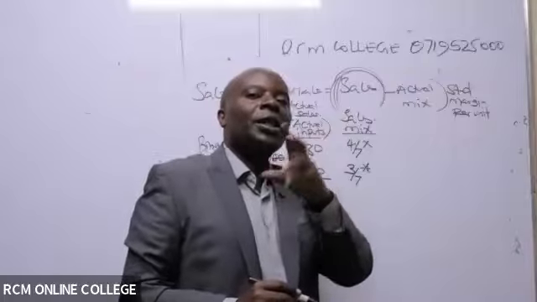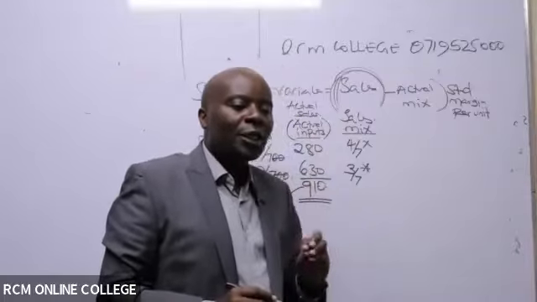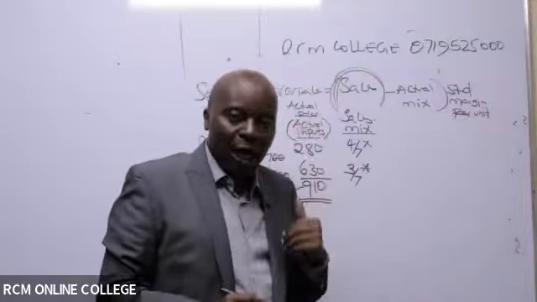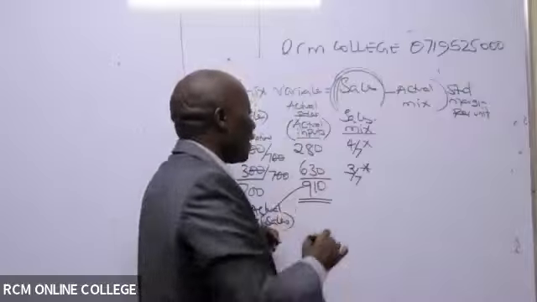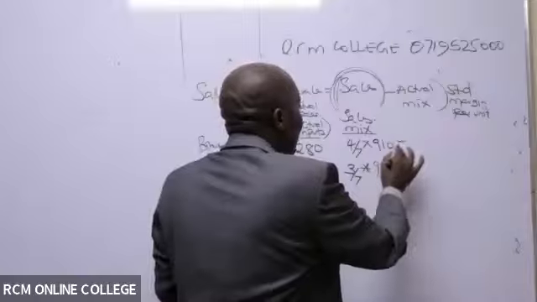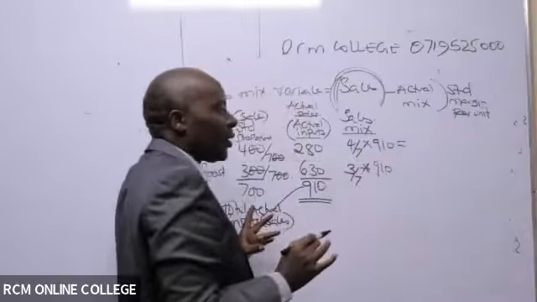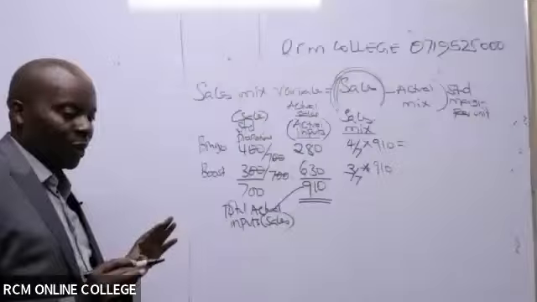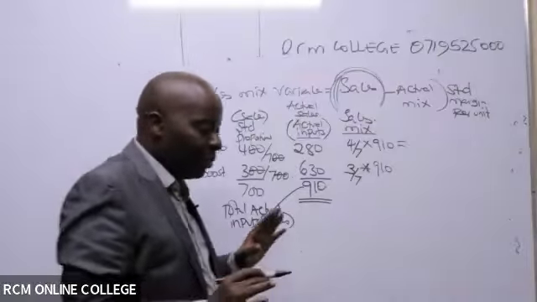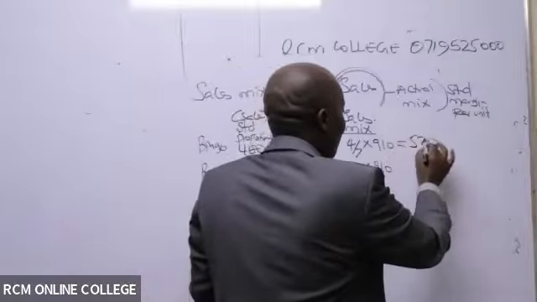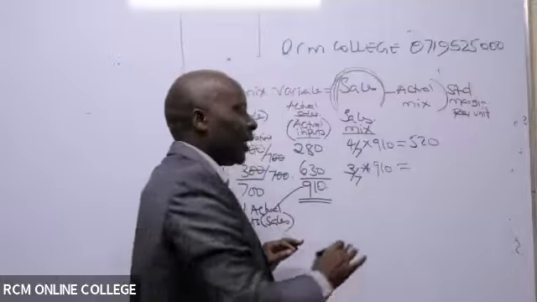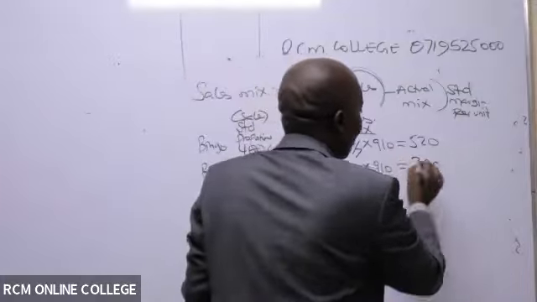That "of" in English stands for multiplication. It is sales mix of the total actual sales. So it is 4/7 times 910, and 3/7 times 910. These are now the revised standard quantities. Bingo is 520, and boost is 390.